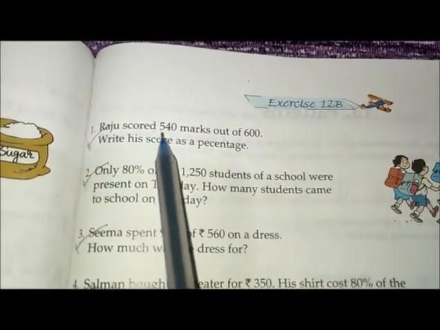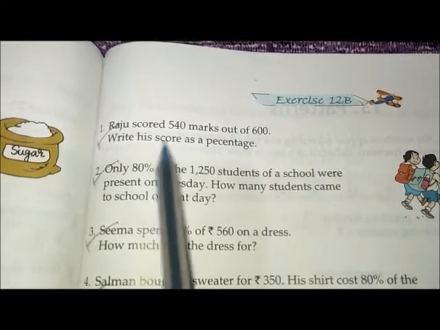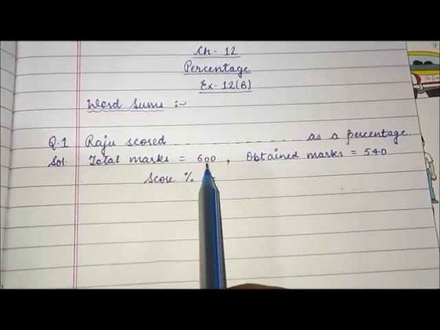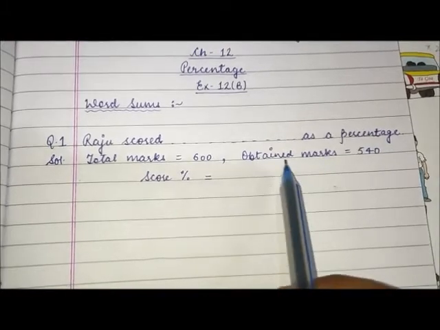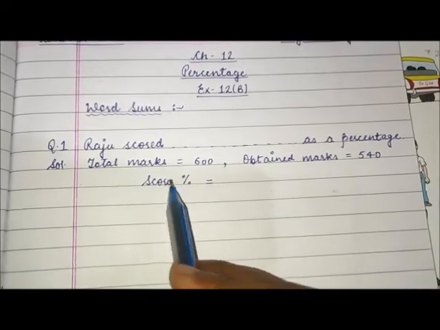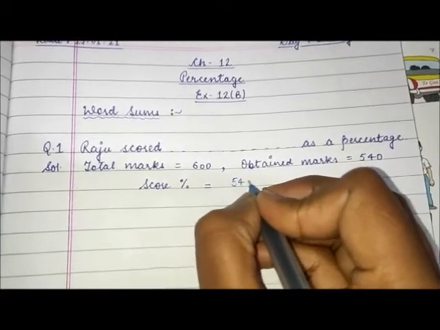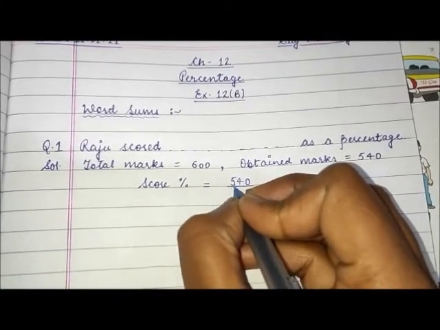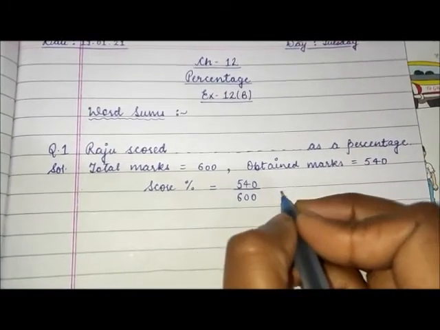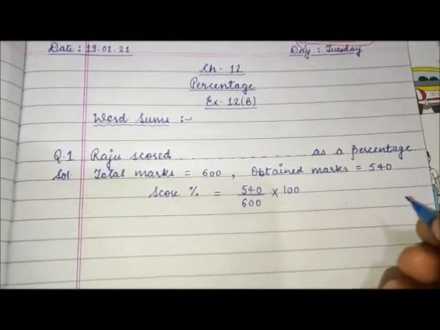Question number 1 is Raju scored 540 marks out of 600. Write his score as a percentage. So his total marks are 600 and he obtained 540 out of 600. So score percentage will be, first you are going to write 540 and then in the denominator you will write 600. We are going to change this number into percentage. So जब भी हम percentage में change करते हैं we are going to multiply the number by 100.